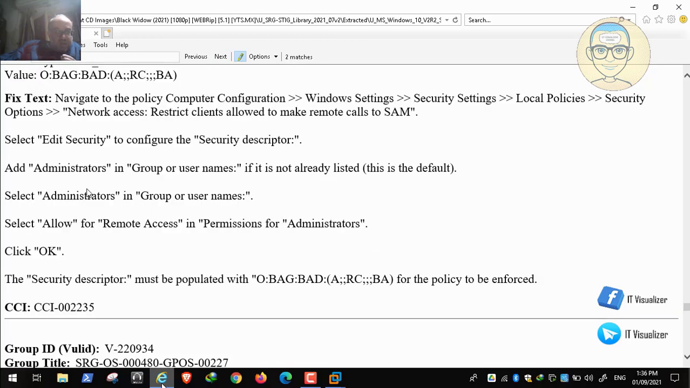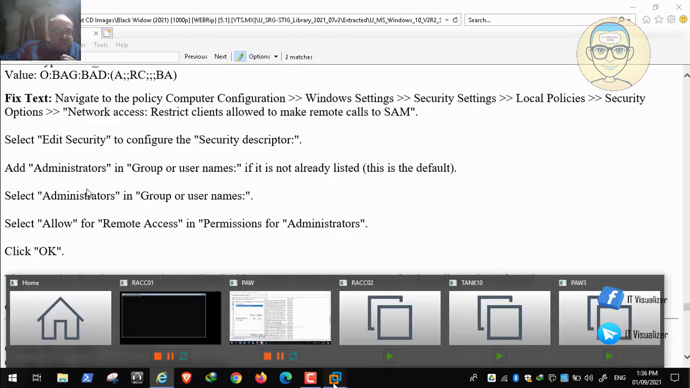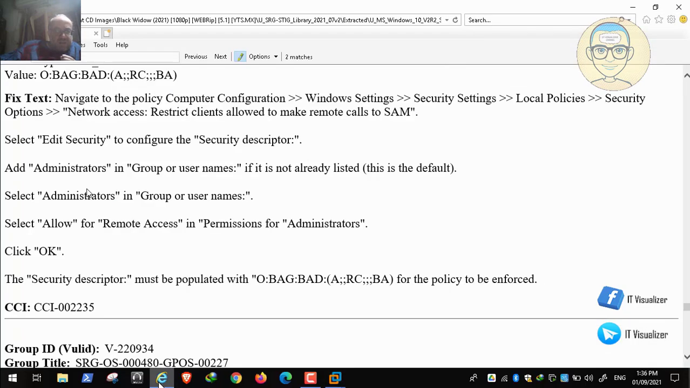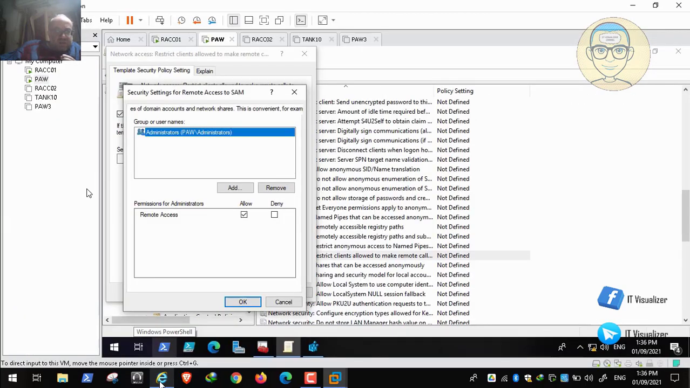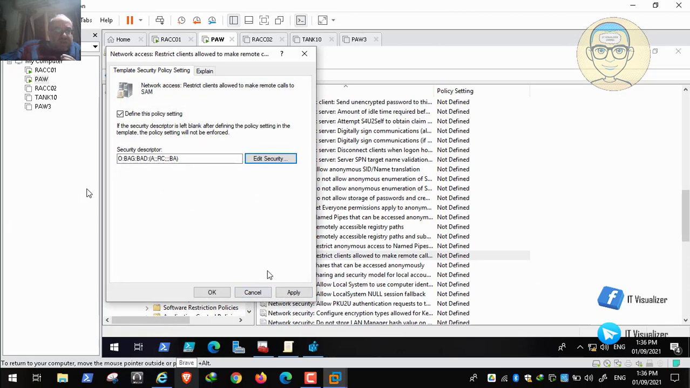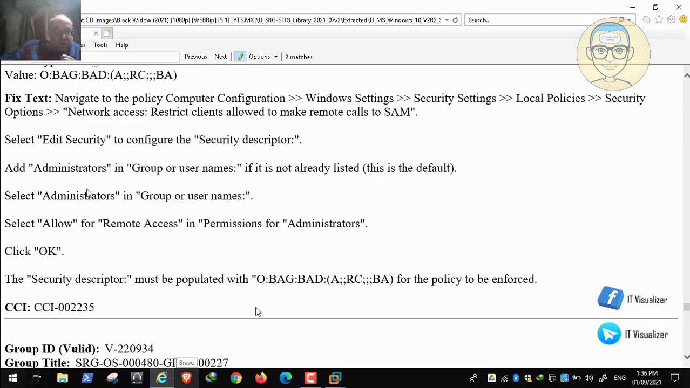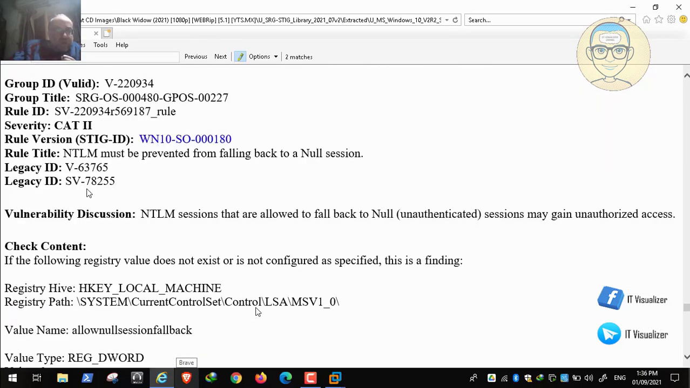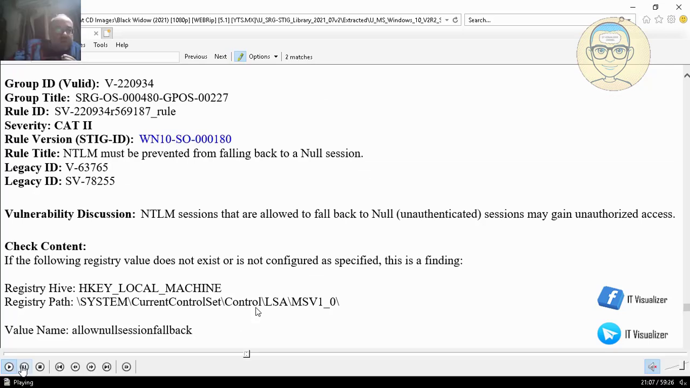Okay, with this number. I think this group has a number, or a security identifier, or SID, but it's not a number here. It is something like letters. Anyway, here we can see that it's already given to the administrators. So this is one. Then NTLM must be prevented from falling back to null session.